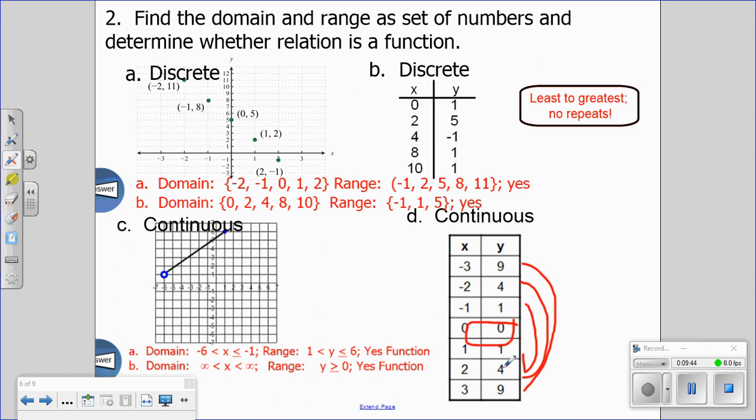This would start our range, and then everything is greater than that. So we don't need to do two numbers here. We would just need to say that y is greater than or equal to 0. So anything that is greater than or equal to 0. And again, yes, this is a function because all quadratic graphs are functions.